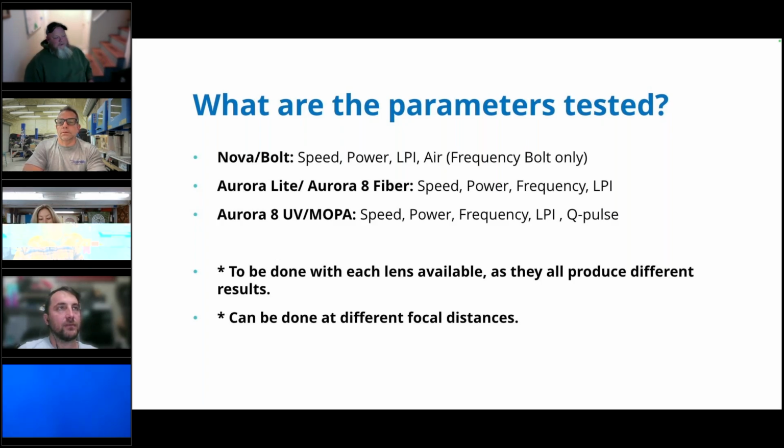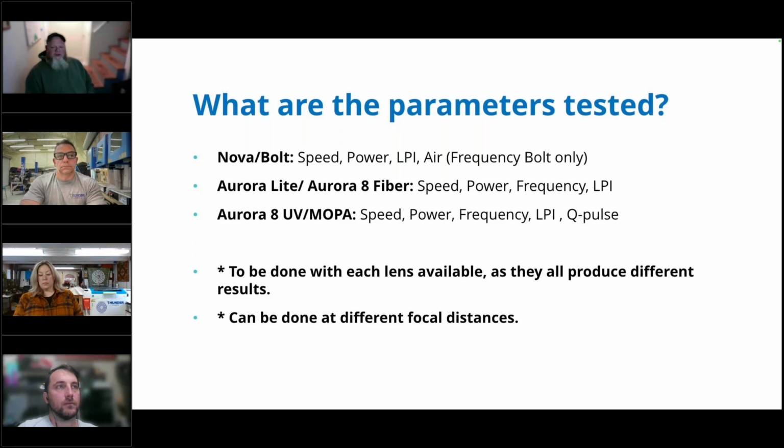So for the Aurora Light or the Aurora 8 fiber, we're looking at speed, power, frequency, and then lines per inch as some of the parameters that we're looking to test. Then the Aurora 8 UV and the Aurora 8 MOPA. So it's at the 100 watt, or we have a 60 watt MOPA, correct? Or is it just 100 watt?